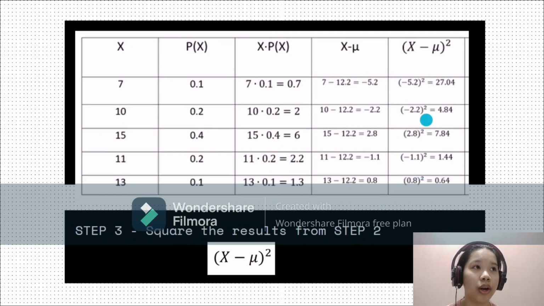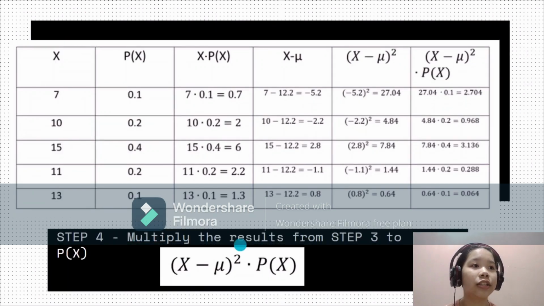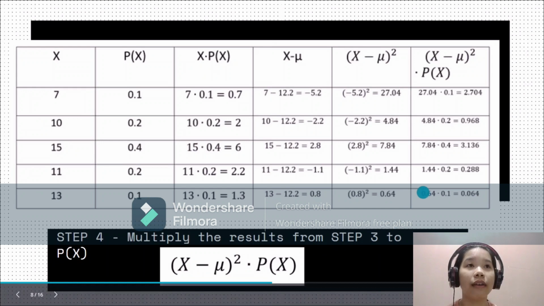So we're going to square it. Negative 5.2 squared equals 27.04. We're just going to do the same for the other rows. We'll proceed to step 4. Multiply the results from step 3 to p of x.